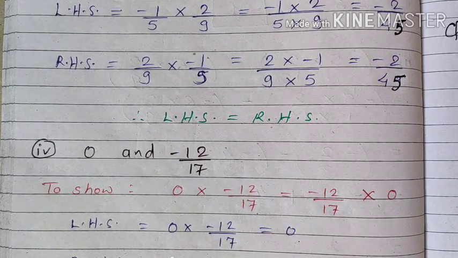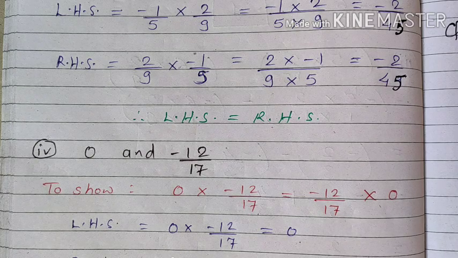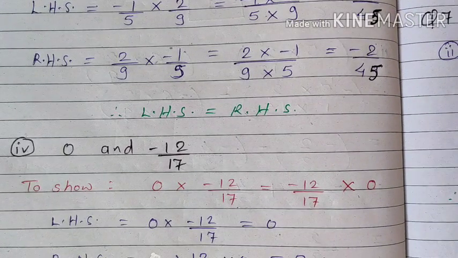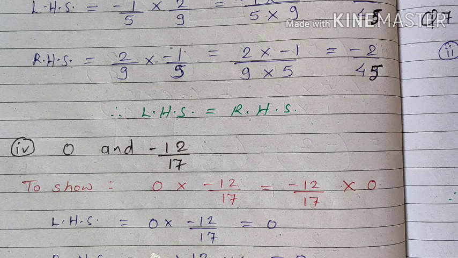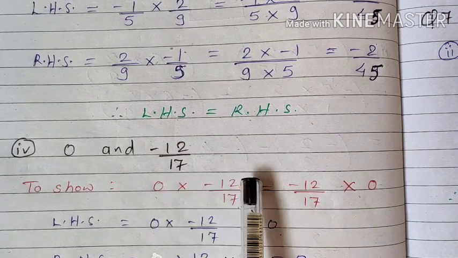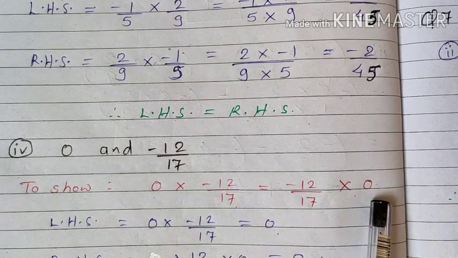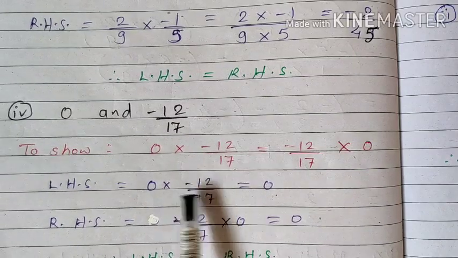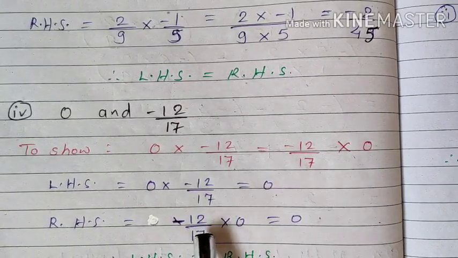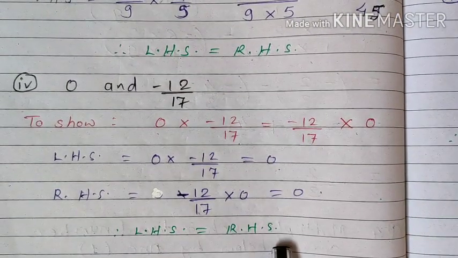Now here we should remember that any number multiplied by 0, always the answer is 0. That already we have learned in our lower classes as well. So here also the same property is applicable. If 0 is multiplied by any rational number, the answer will be a 0. Got it? So we want to prove commutativity here. 0 into minus 12 upon 17 is equals to minus 12 upon 17 multiplied by 0. So we have taken the LHS first. 0 into minus 12 upon 17, or minus 12 upon 17 multiplied by 0 is also 0. So LHS equals to the RHS.